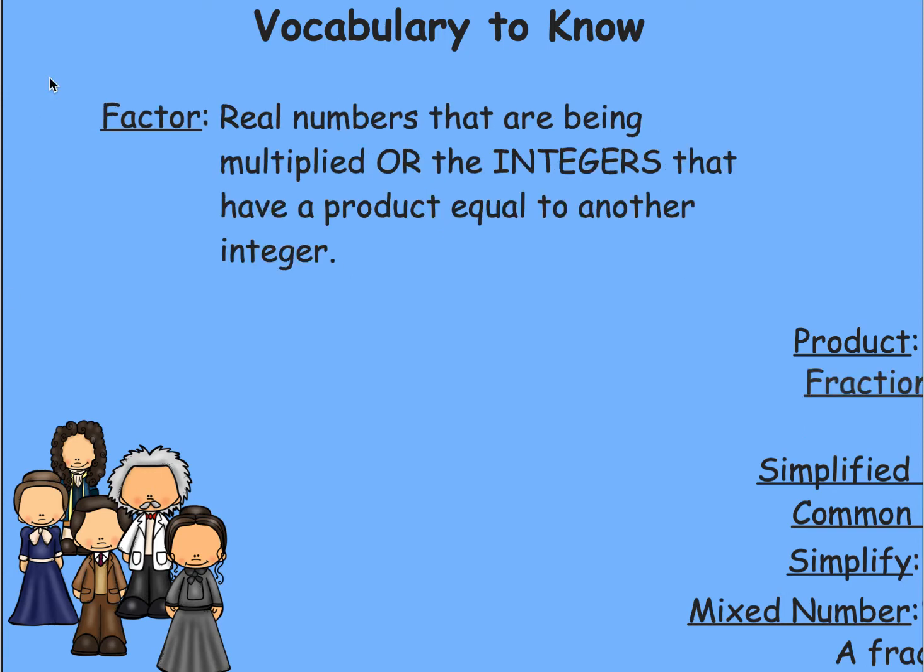When we're talking about factors, what we mean are real numbers that are being multiplied. So that's one definition of them. If we had a multiplication problem that said 3 5/10 times 6, then 3 5/10 is one factor, 6 is the other factor. You can have an infinite number of factors, but individually each one is a factor in the problem.